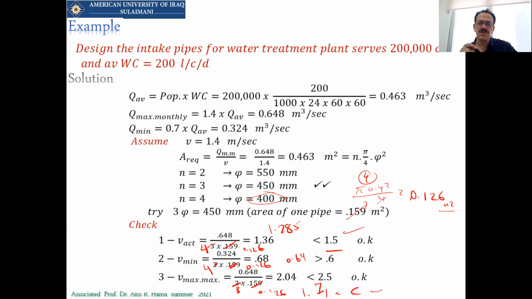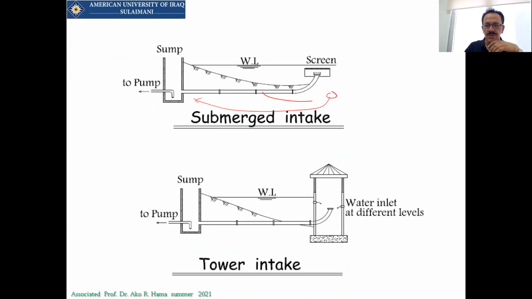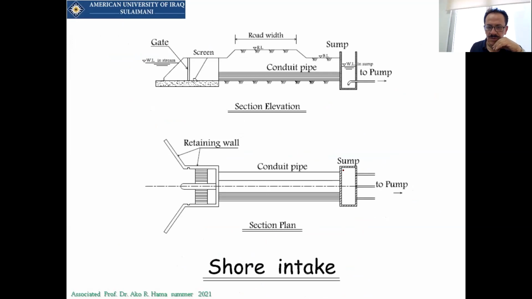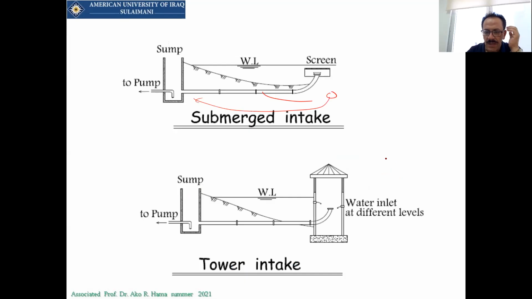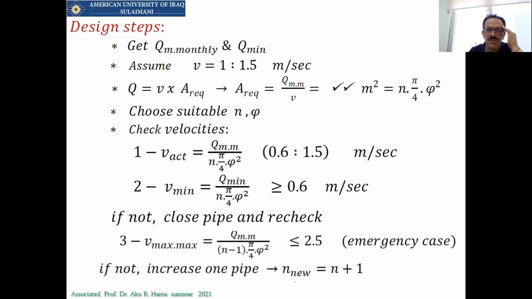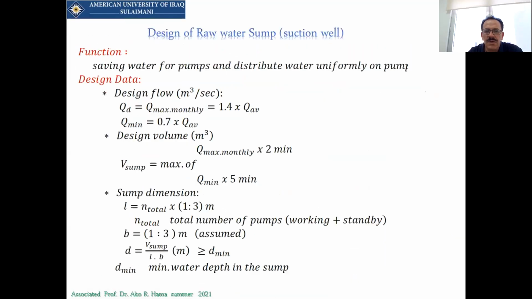Now it's based on you. By the way, don't miss that more pipes means more pumps. Each pipe should be connected to a pump, because the water is coming from this side with the pipes, and we'll go here, and there will be a pump here. Now it's up to you. You need to go with the 3, or you need to go with the 4. It's up to you. Now this was for the pipes.